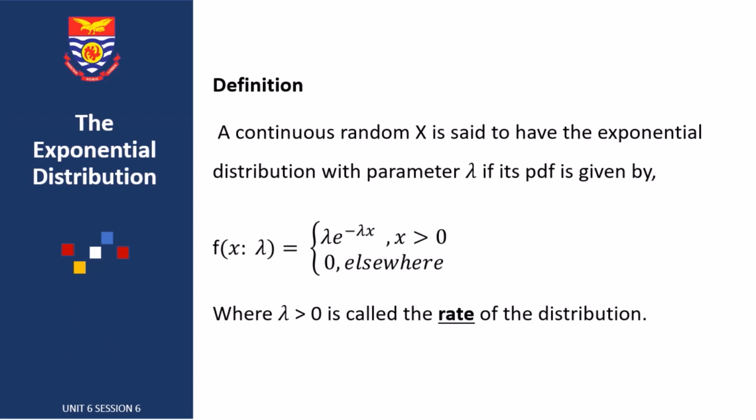variable X is said to have an exponential distribution with parameter lambda if its PDF is given by f of x given lambda equal to lambda multiplying e, the natural exponent, minus lambda x, where x is greater than 0. Elsewhere it is 0. Remember that lambda greater than 0 is called the rate of the distribution. So here lambda is the rate of the distribution that we're talking about. Lambda is the rate.